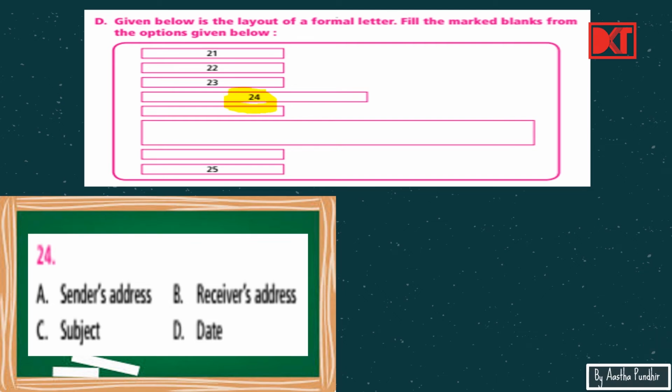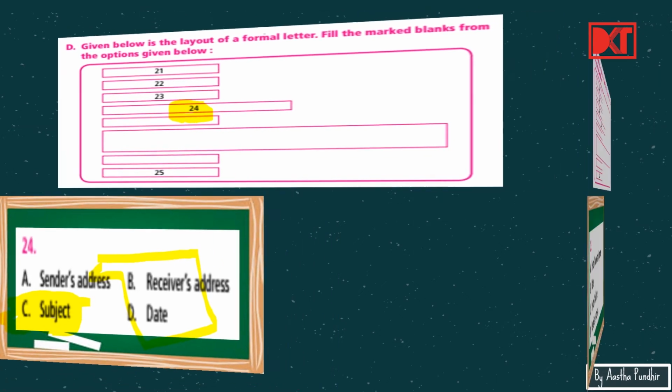Okay, next up, 24th. After writing the addresses and the date, what do we write? The subject. What is the point of this whole letter? What is the theme? Why are we writing this letter? The subject. Okay, and all these three have already been done.